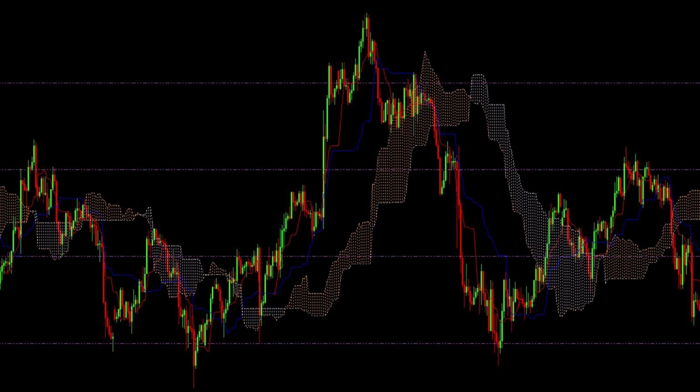Trend following signals. The market price moves above the cloud. This is a signal of a trend change to bullish. If lower, then to bearish. The color of the cloud changes from red to green, which is a signal of a trend change to bullish. Green to red, or bearish. The Chikou span line moves above the market price, a signal of a trend change to bullish. If below, bearish.